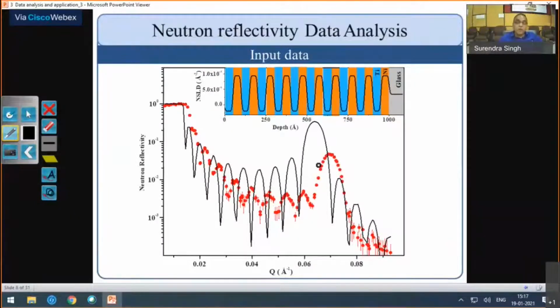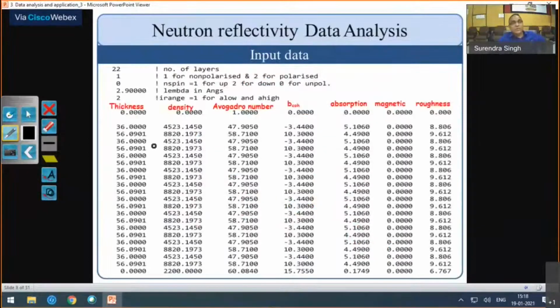So what we will do, during iteration, we will change these parameters: thickness, roughness, scattering line density, as well as we have given proper resolution for instrument resolution, which will convolute and then compare. Now see, suppose we gave that run and we got this input file.